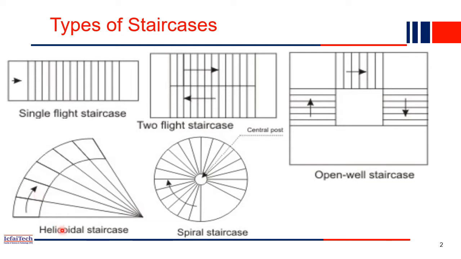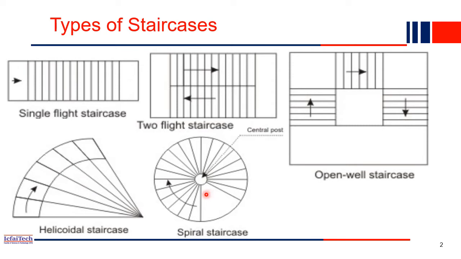Then the next type of staircase is the helicoidal staircase. Here you will see there will be a column at this point, and gradually through a helical pattern you simply go up. This type of helical staircase you will find in many buildings where we want an aesthetically good look. At that time we use this helicoidal staircase.